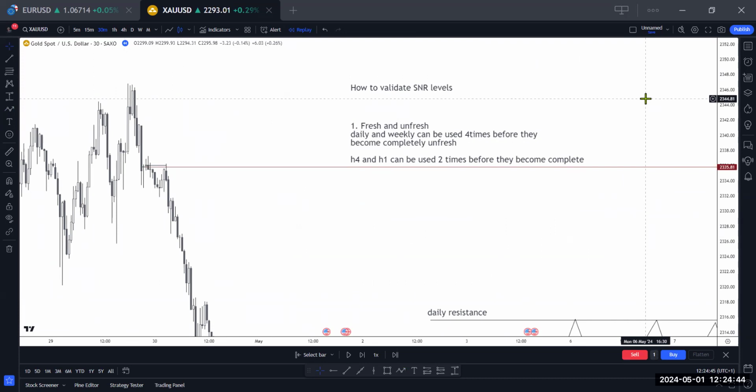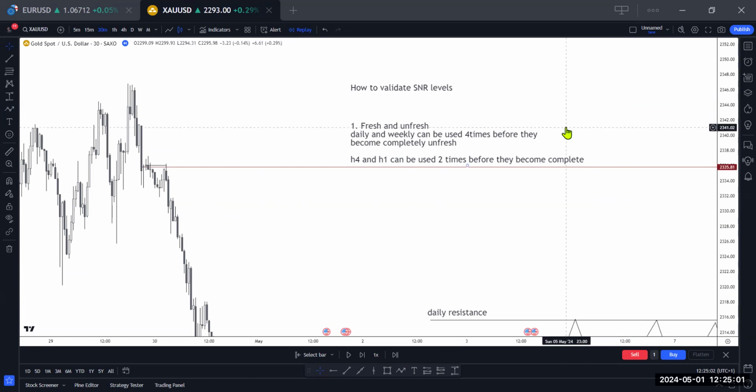So you can use a miss to validate an SNR level. When you have an SNR level, and you're not sure if price is going to use this level, what am I going to do? How am I going to enter? Does that level have a miss? If it has a miss, boom, that's your way to enter. As long as there is a miss, that's your way to enter the trade.